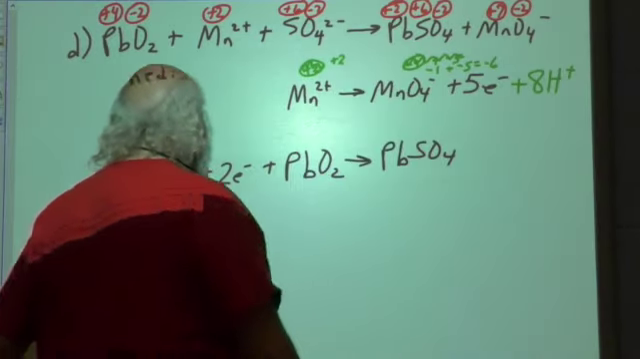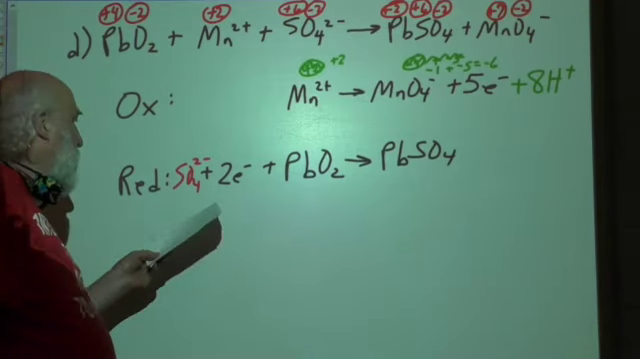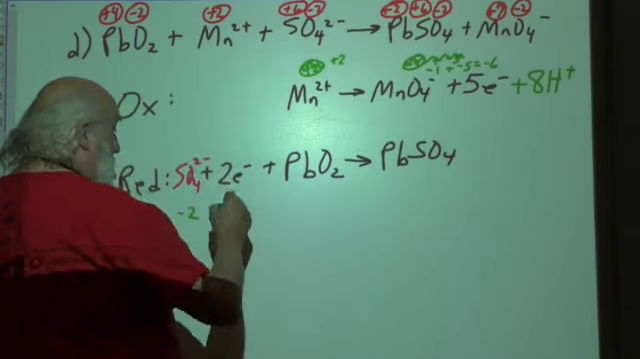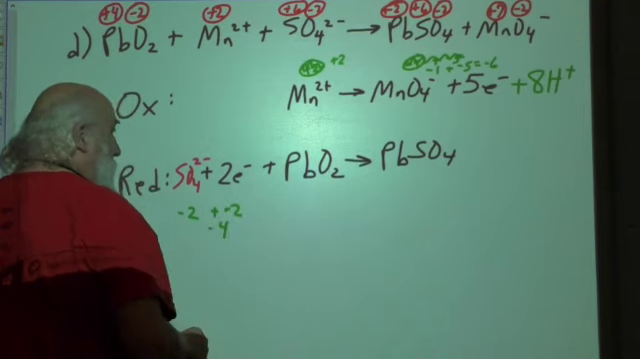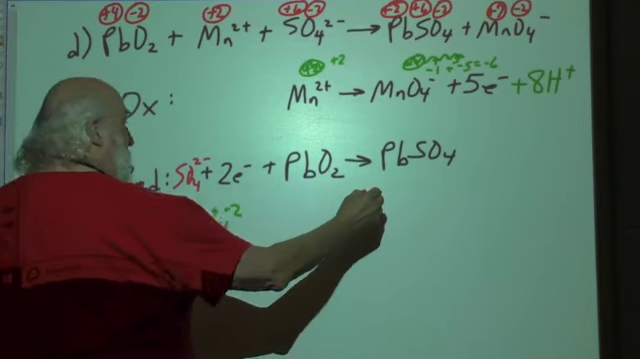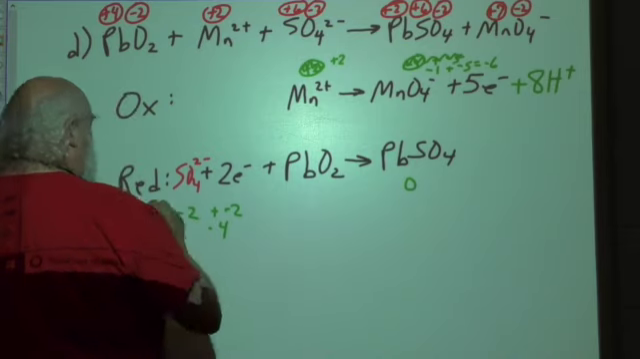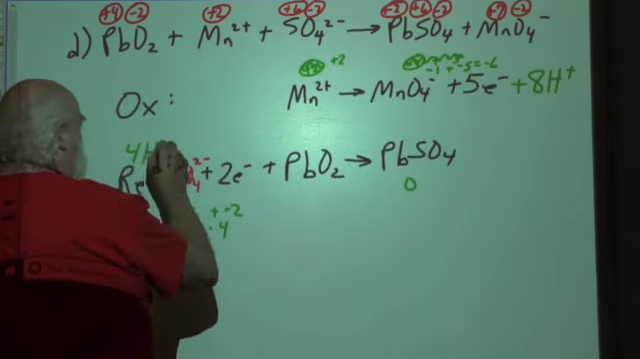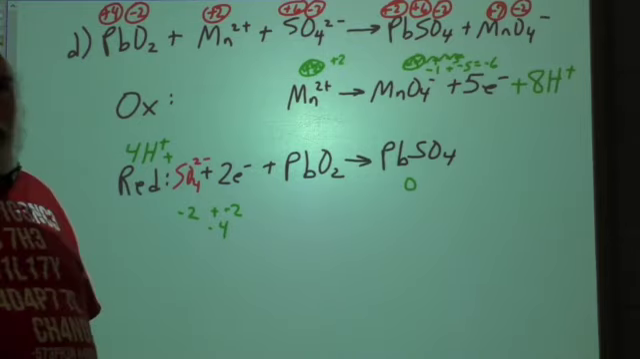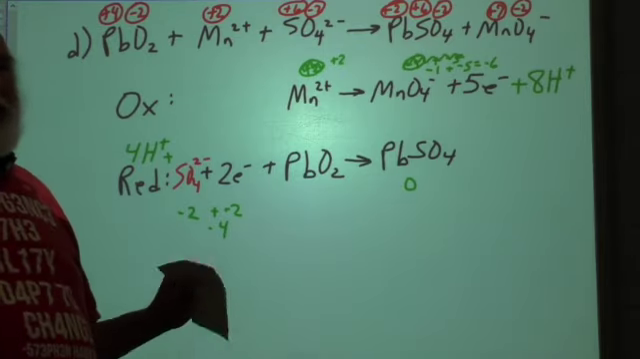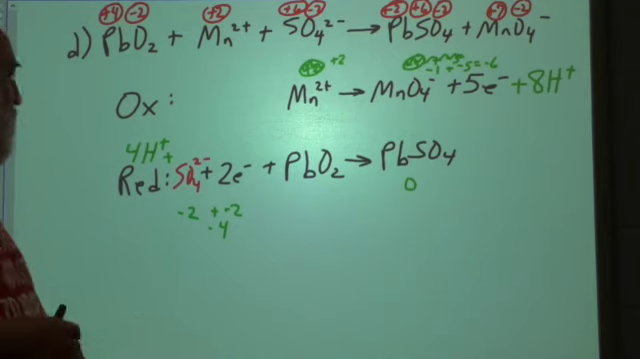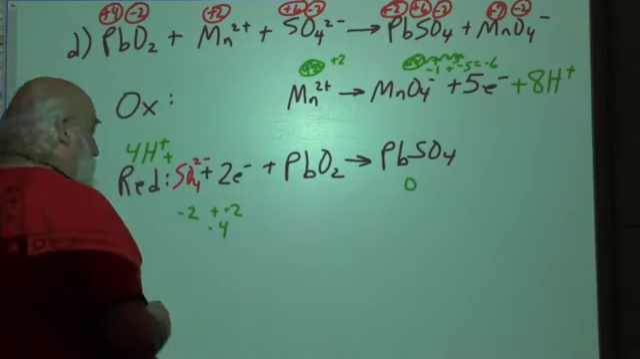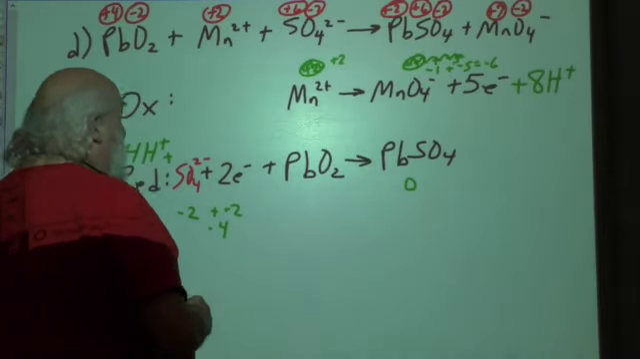We do the same thing over here. We have -2 plus -2, and that gives us -4. And this is 0 over here, so we need 4 hydrogens. So we're going to put on the negative side here, 4 hydrogens. Remember, you always put the hydrogens on the negative side or the least positive side. They're both positive. Okay? So now is where we start putting the waters in.